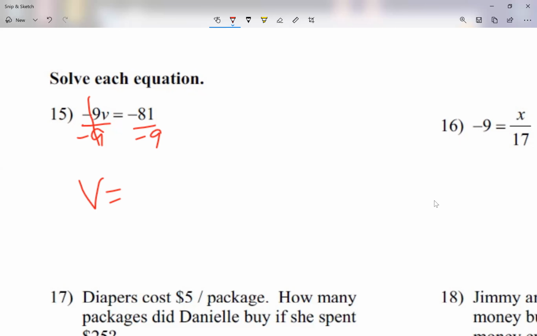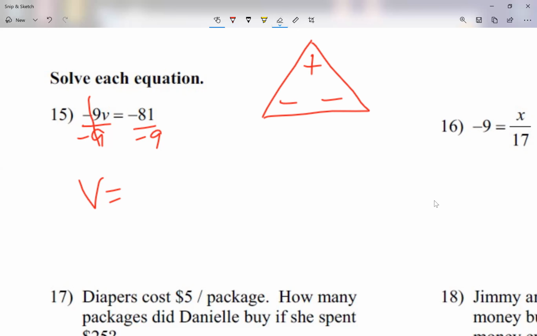-81 divided by -9. One thing that might confuse you is the sign. So let me do this really quick. Let me write two negative signs at the bottom and a plus sign. If you're multiplying or dividing and you're confused on the signs, do this. You're going to cover the two signs that you use, and whatever's left is going to be your result. So here, negative divided by a negative. If I cover the two negatives, I'm left with a positive, so my answer will be positive. Negative divided by negative is positive.